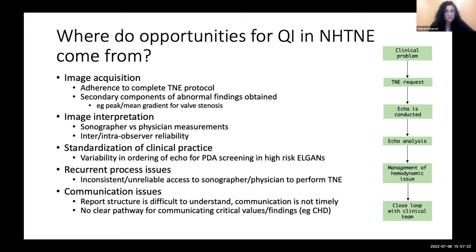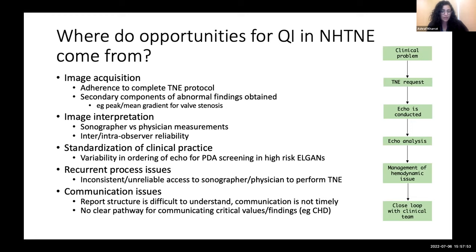fellows, TNE staff, attending physicians, then you need to make sure that you have a standardized protocol or some sort of minimum standardized way that these images are acquired in order to ensure that there's a minimum quality for the type of study that you're going to analyze. In addition, any unexpected findings like valve stenosis, you need to have a standardized approach or a minimum number of things that need to be explored if an unexpected finding is found so that you can ensure that the echo is done safely. Image interpretation.